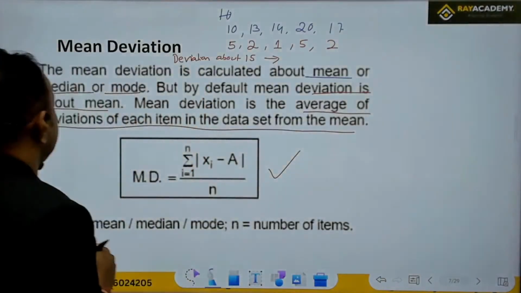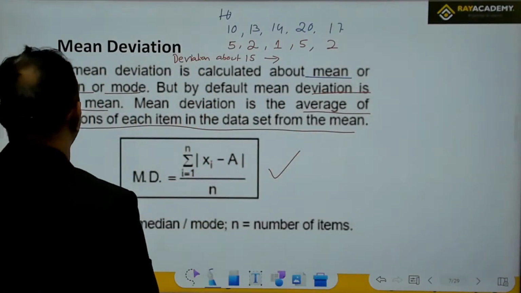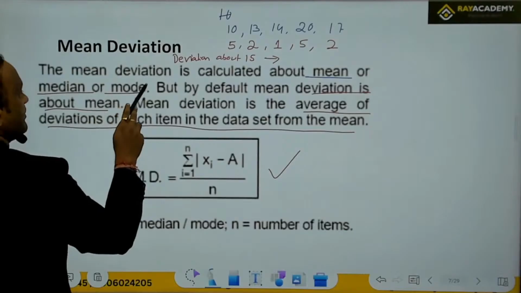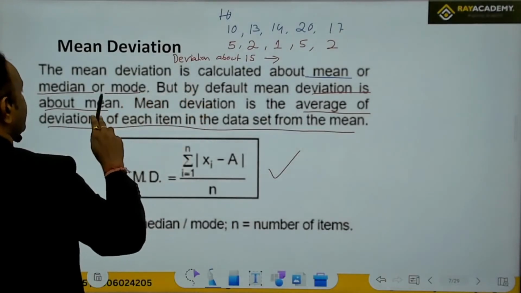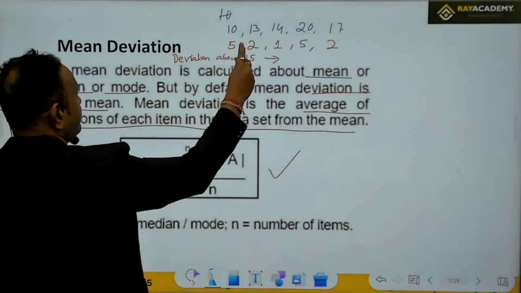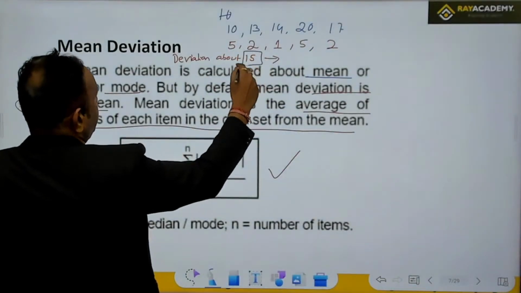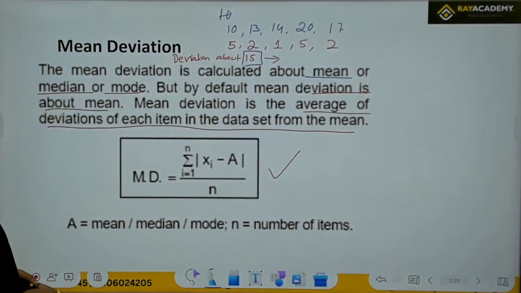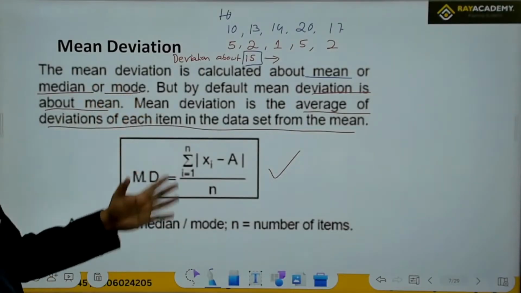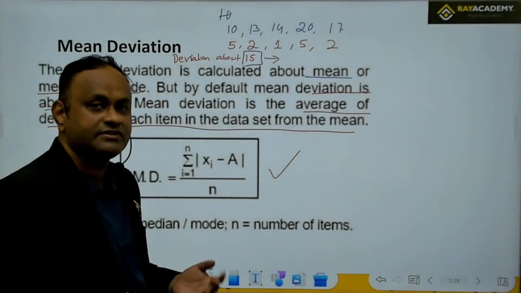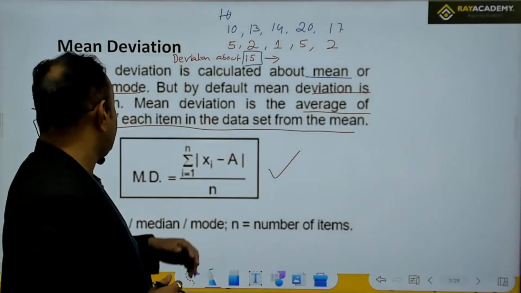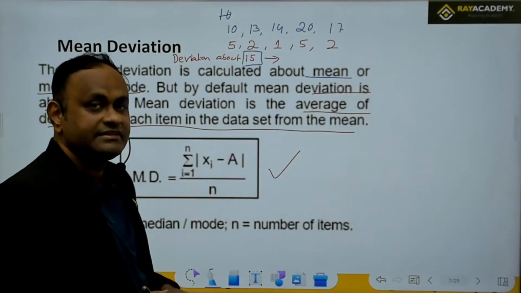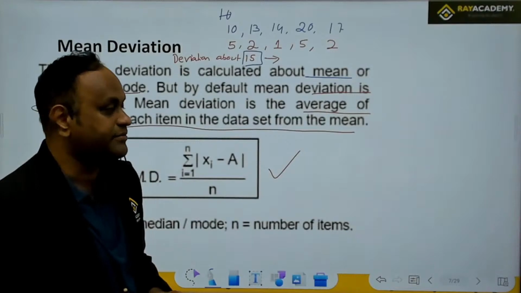Okay. So what is mean deviation? Mean deviation is calculated about mean, median or mode. The deviation about 15, it can be anything. If it is the mean of the data set, then this will be called mean deviation about mean. If it is the mode of the data set, then it will be called mean deviation about mode. If it is the median of the data set, then it will be called the mean deviation about median.